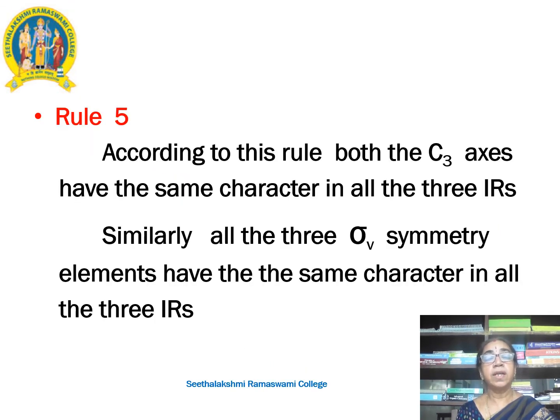So, we have to recollect rule 5. According to rule 5, all the symmetry elements present in a particular class are identical. So, now we have the characters. The doubt is cleared. Both the C3 elements have the same character in all the three irreducible representations, and all the three sigma V symmetry elements have the same character in all the three irreducible representations.